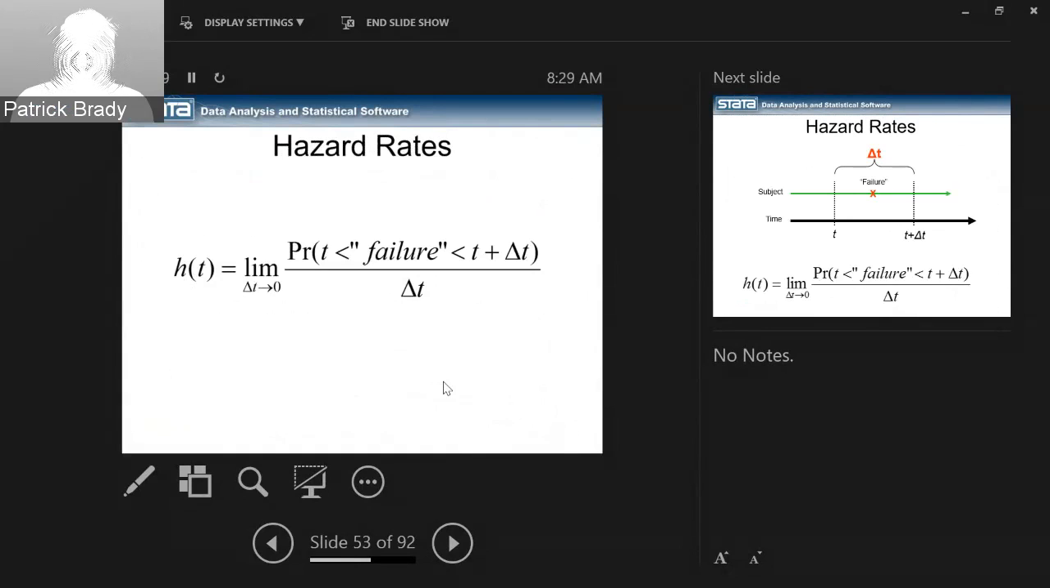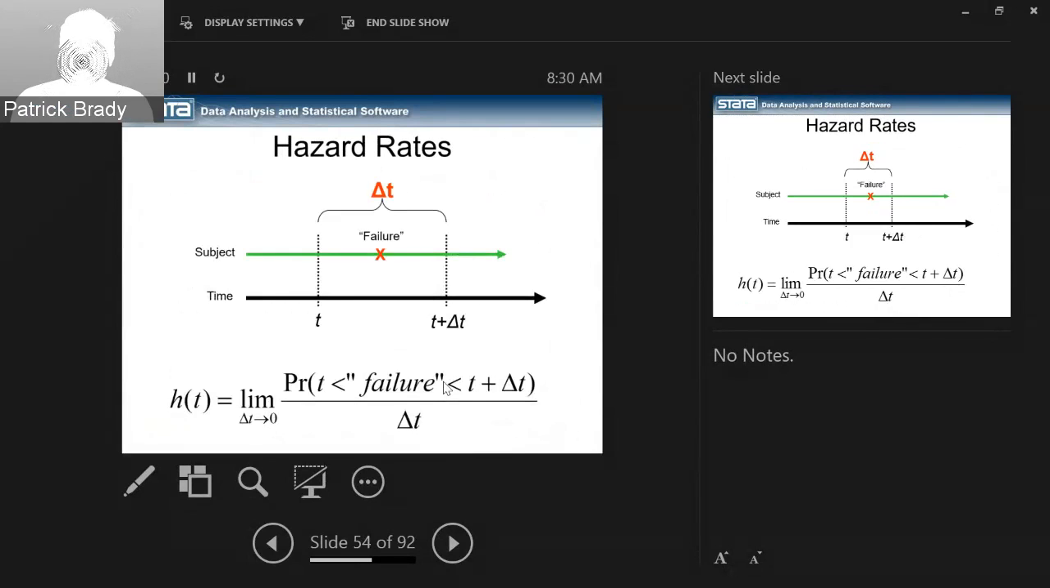So let's back up and talk about what is even a hazard. So hazards or hazard rates, it's the probability that failure occurs in some little sliver of time. Between right now and just a minute later or 30 seconds later or whatever, what's the probability that failure occurs in that interval of time as that little sliver of time goes to zero?